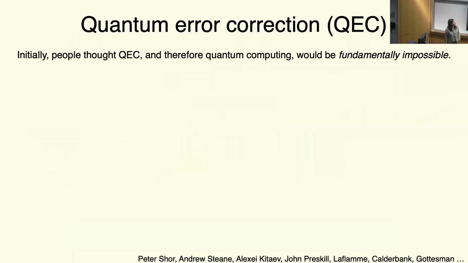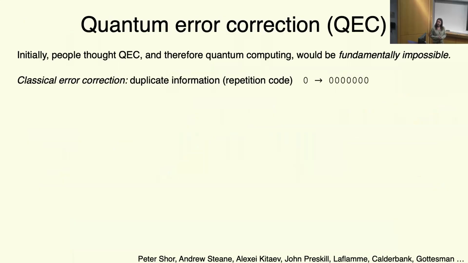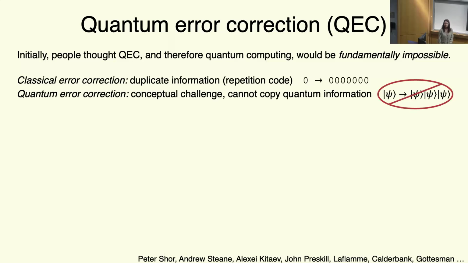Okay, so let's talk about quantum error correction. Initially, people thought that quantum error correction, and therefore quantum computing as a whole, would be fundamentally impossible. The reason is that it works very differently than classical error correction. When we think about classical error correction, the example you might be familiar with is a repetition code, where we're using redundancy to encode information.